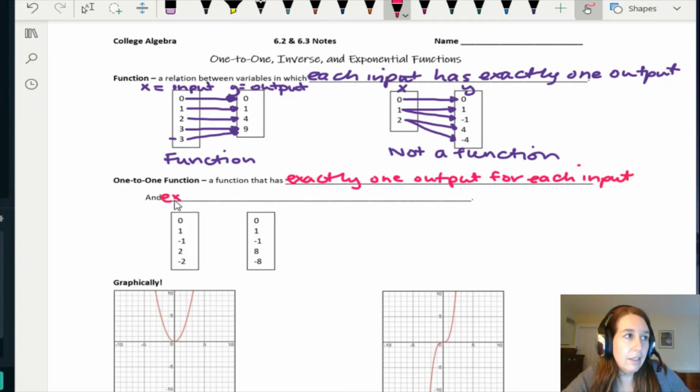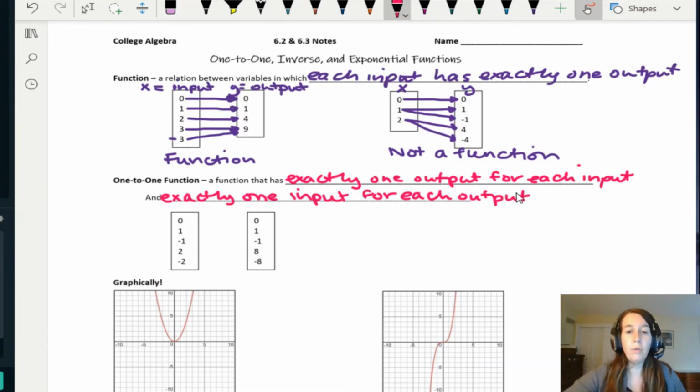And exactly one input for each output. Okay, one input, one output, one output, one input. That's really why they called it one-to-one.